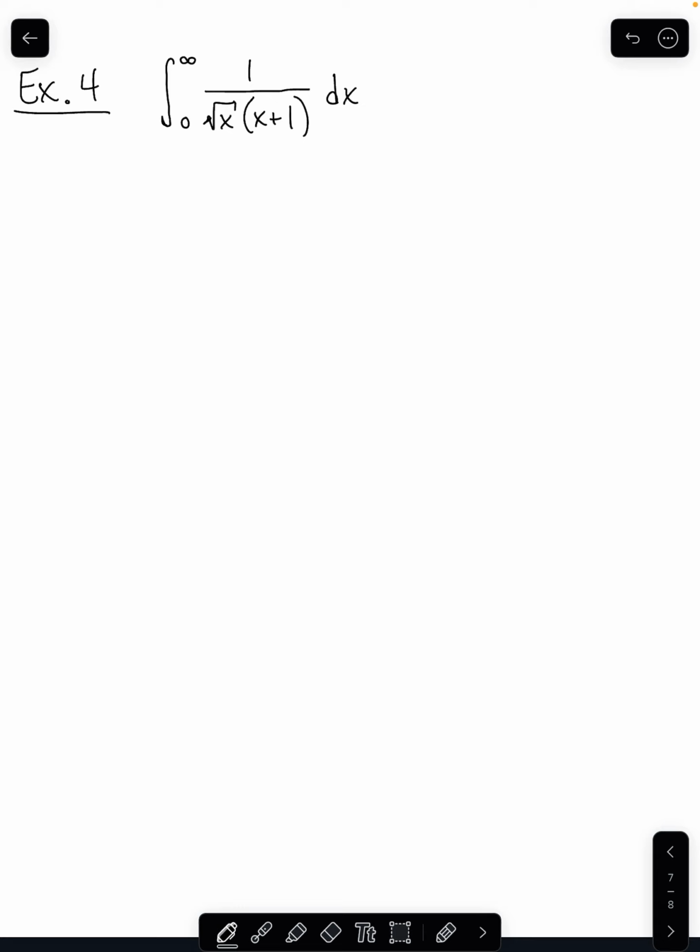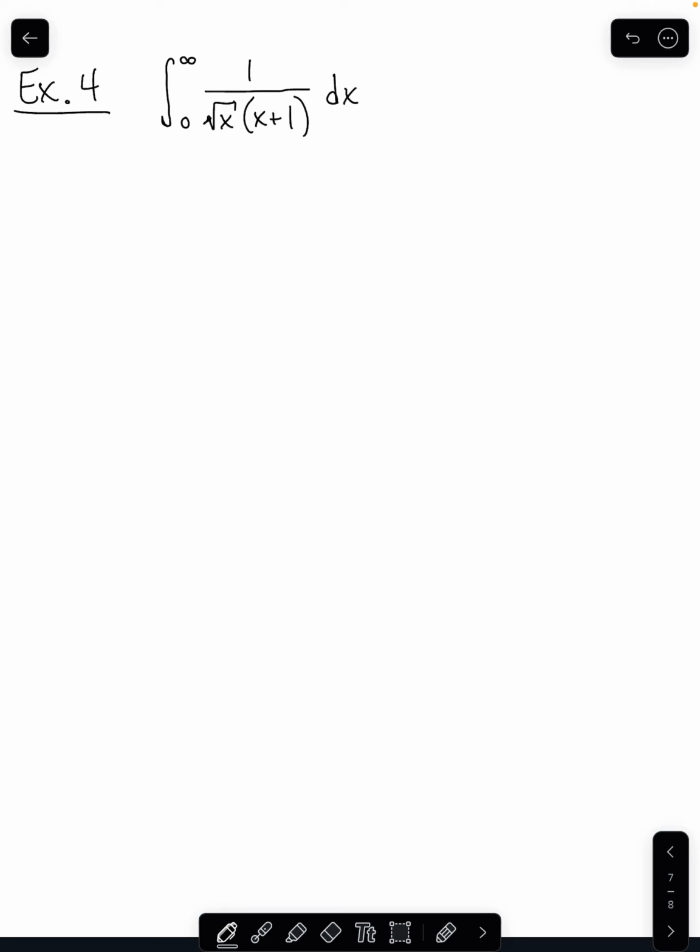This function would have infinite discontinuities wherever the denominator is 0, which means at -1, which is not between 0 and infinity, and therefore is not a consideration, but also at 0, where the square root of x would approach 0. So this is improper at both endpoints. And as such, we're going to need to split the integral somewhere in between them.